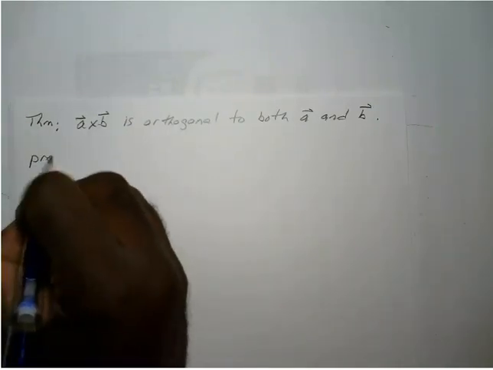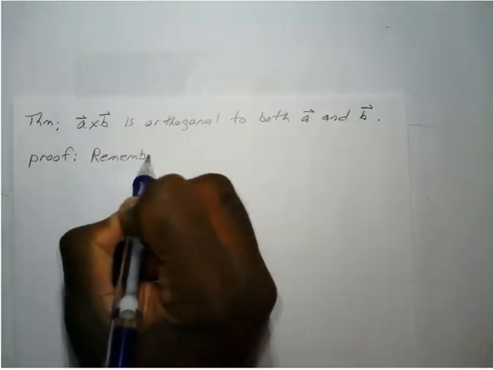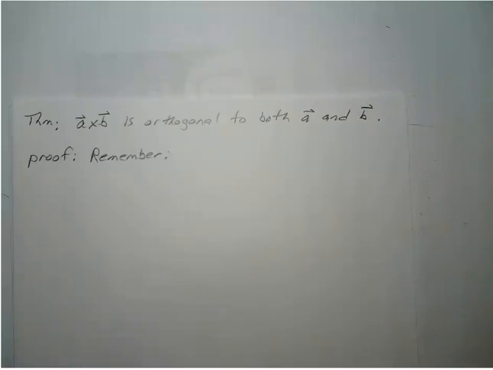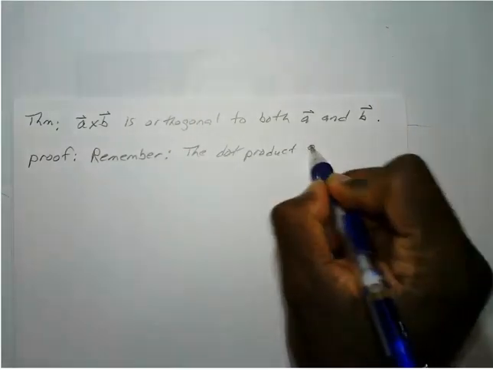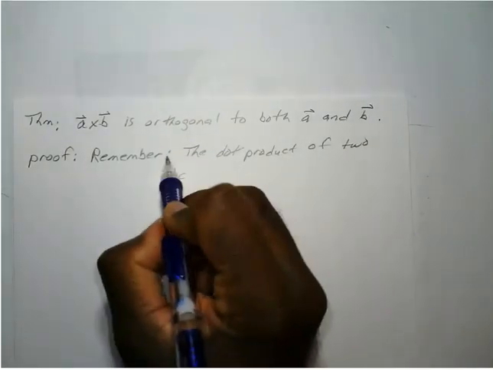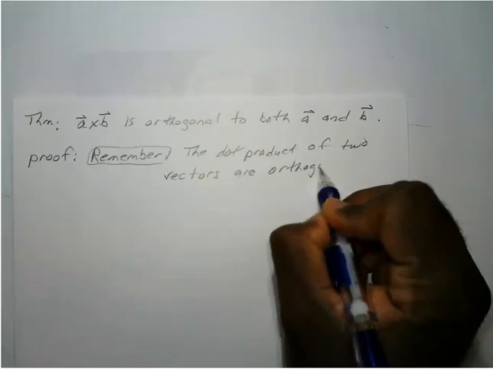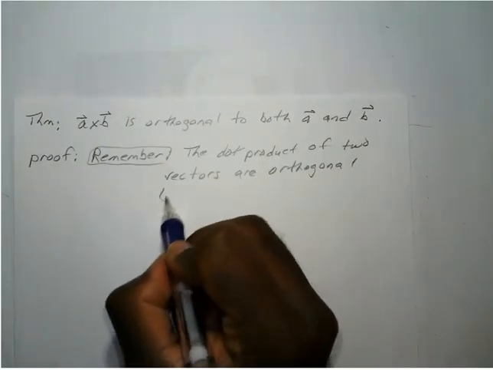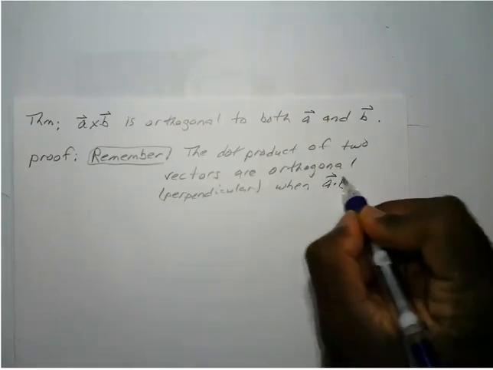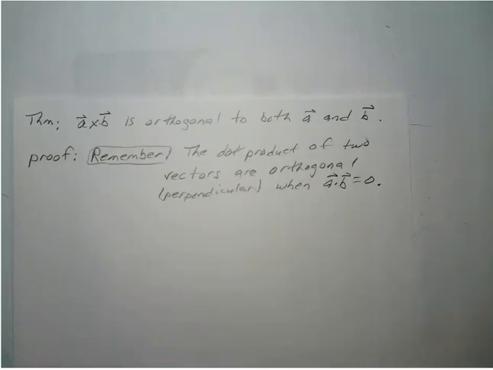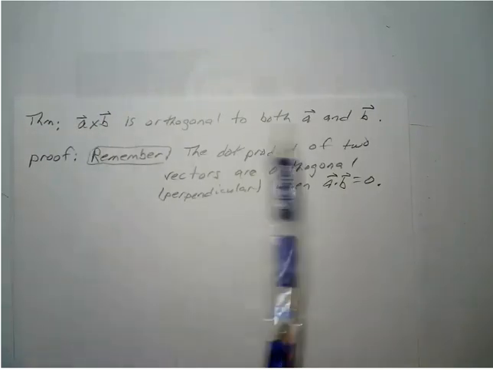Okay, so we'll go ahead and just prove that really quick. If you remember, just a little recap: two vectors are orthogonal, which really just means perpendicular, when their dot product is equal to 0. So what we're going to do is calculate the dot product of this cross product and our vector A.